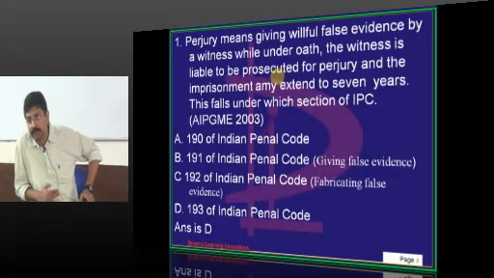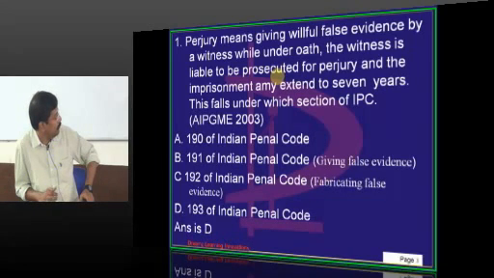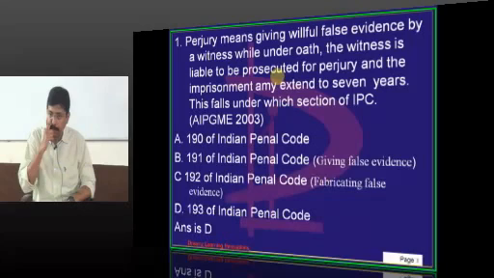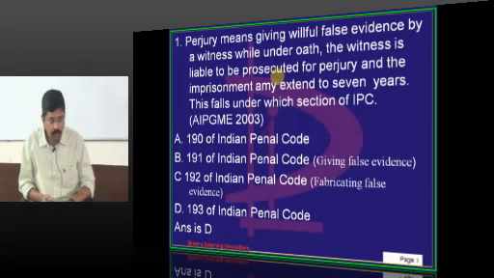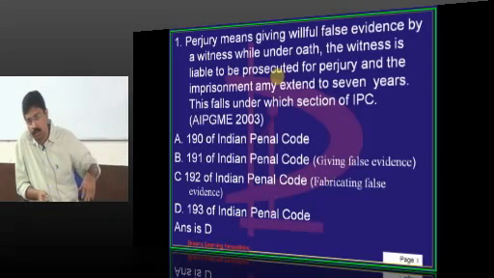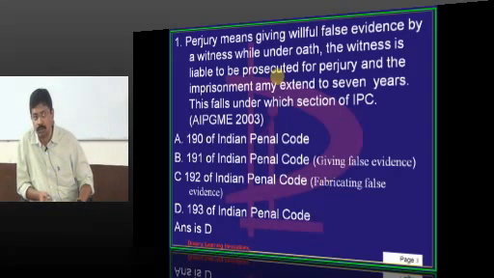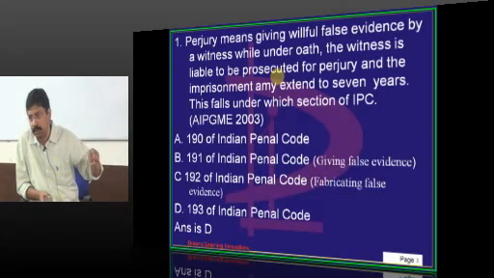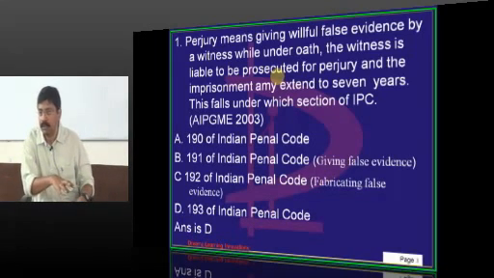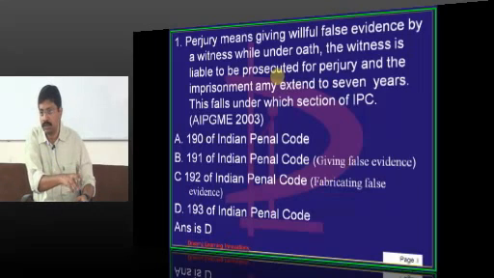So 191 and 192 are also important for us to remember, because 191 is giving false evidence. It is the definition of perjury. Perjury is defined by 191, and 192 is fabricating false evidence, creating false evidence. For example, somebody wants to blame some person for robbery, so you keep something in his bag. You are fabricating false evidence. When on inspection that particular lost thing is found in his bag, he will be blamed as a thief. That is creating or fabricating false evidence.